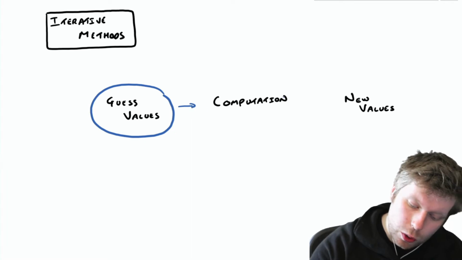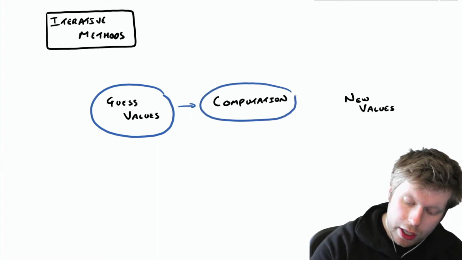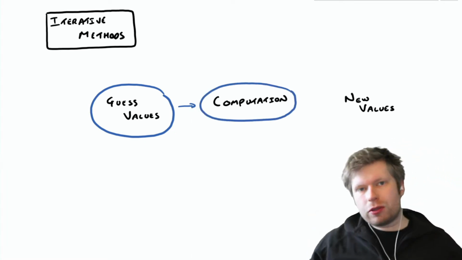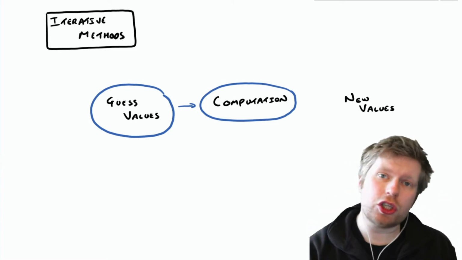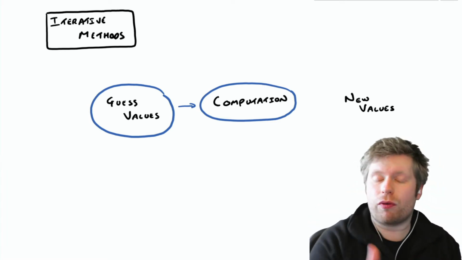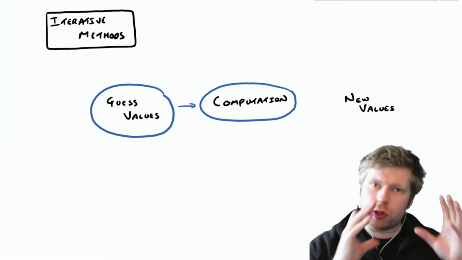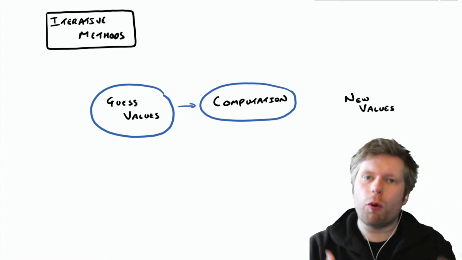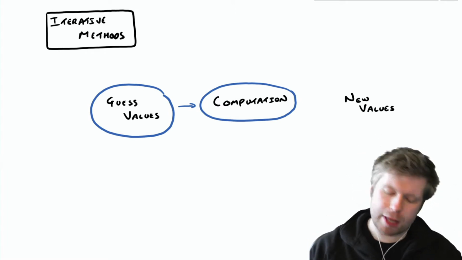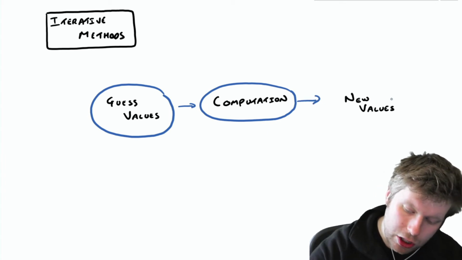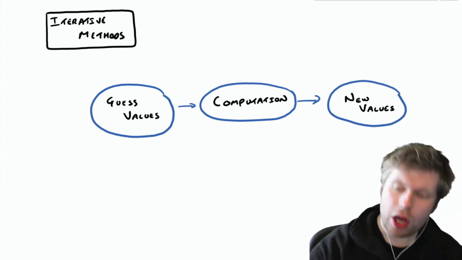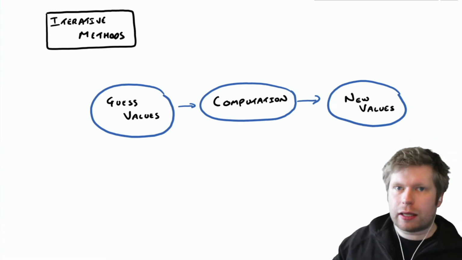You then use those initial values to do some kind of computation. Now, this computation is based on the equations which you have got to try and solve, right? So they don't just get plucked out of thin air. You use the equations that you're trying to solve to form some computational equations. And then by solving these computational equations using your initial values, you end up with some new values.